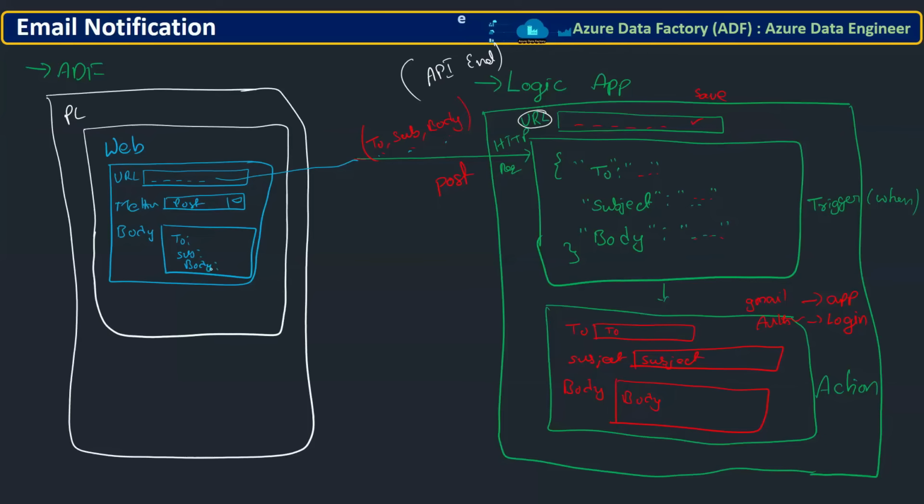In real time, the body is also dynamic, which you will generate by using some other activity. That means you will simply generate the email content dynamically and replace it here. That is another part.